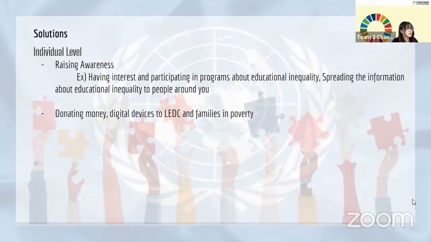The second solution will be to send help that goes through educational inequality, like donating money which can send digital devices to less economically developed countries, or participate in programs that help countries that suffer from educational inequality, like how we're doing right now.